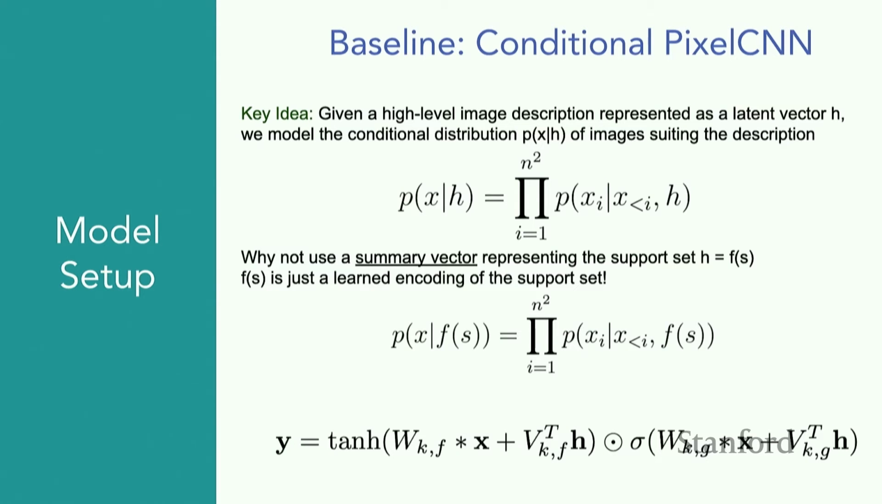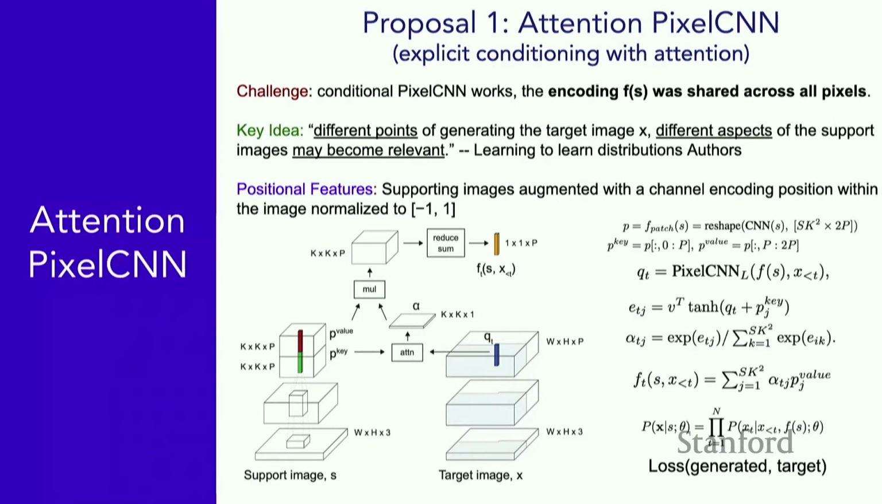So given some support set, I'll be able to use this model to generate an image. But there is no concept of learning here. There is learning per task, but you won't be able to generalize that well. So the authors propose two models. The first model is called the attention pixel CNN.